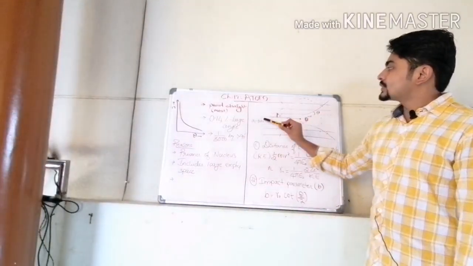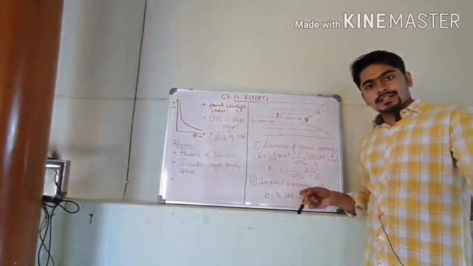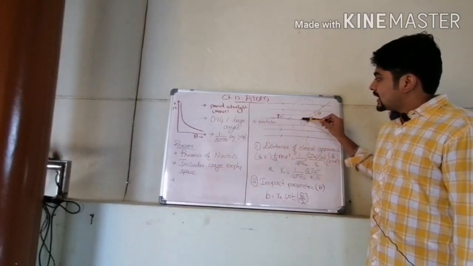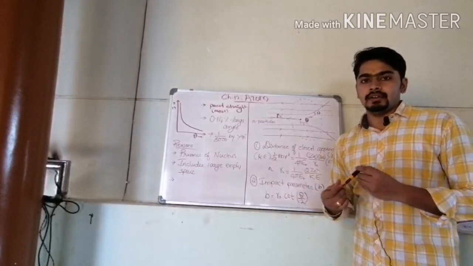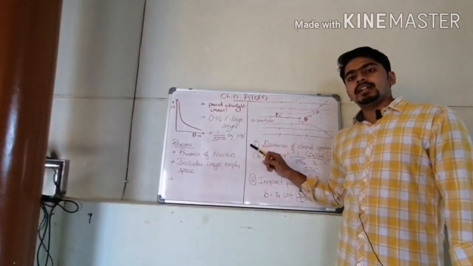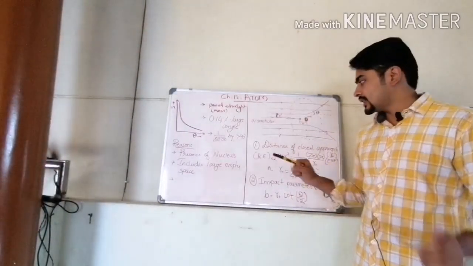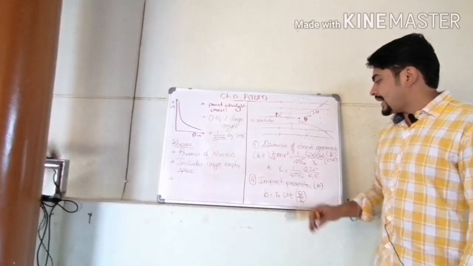Next, a particle which is directly directed towards the center of the nucleus will stop here and trace the same path as it has traveled. Based on this explanation, the theoretical explanation is given, with some parameters given here. The first one is the distance of closest approach, and the next one is the impact parameter.